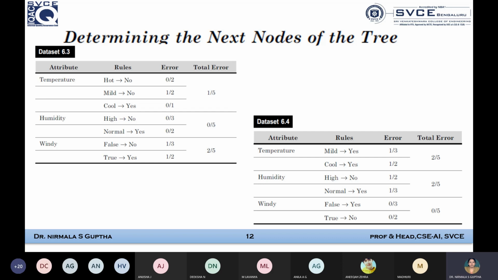So it can similarly be seen that the variable windy gives all correct answers, and none of the other variables makes all the correct decisions. So this is how the final decision tree will be derived and constructed. So here we are going to construct our tree.